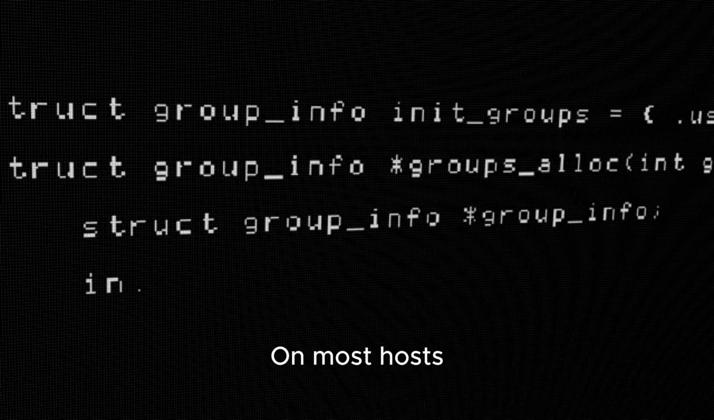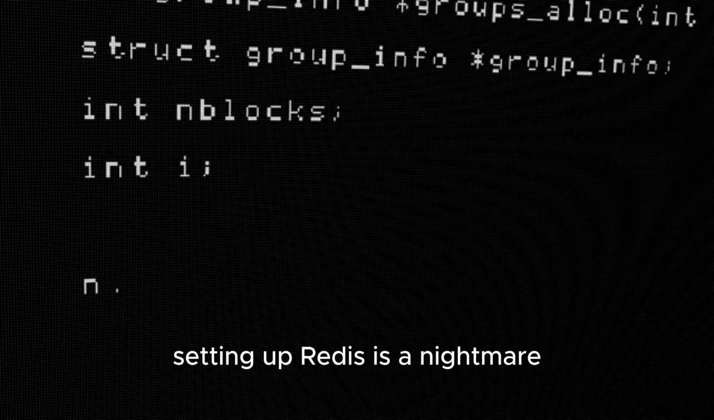On most hosts, setting up Redis is a nightmare. You have to install software on the server via command line. You have to configure the wp-config PHP file. If you mess it up, you break the site.